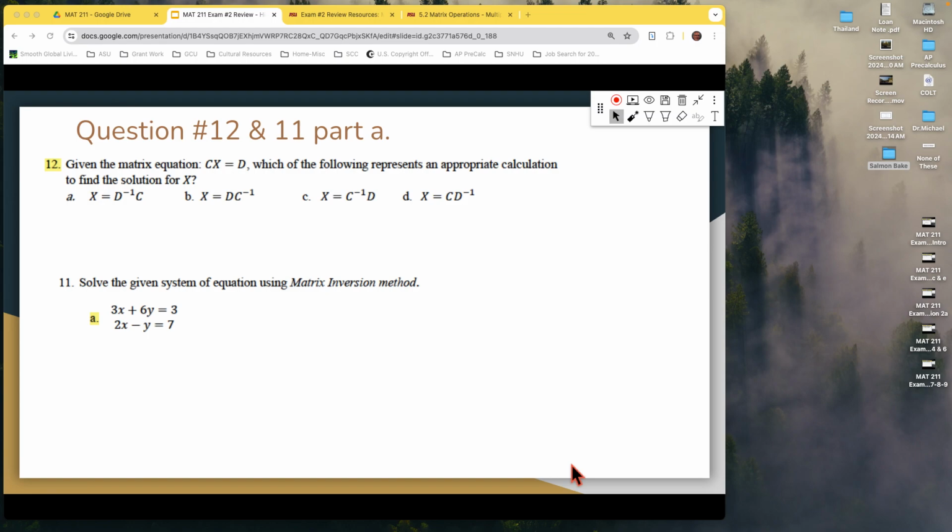11 and 12. I'm going to do these backwards. I'm going to do 12 first because it leads into 11. If I did 11, we'd be doing 12 also. So the main thing is this is just a new way to do reduced row echelon form.